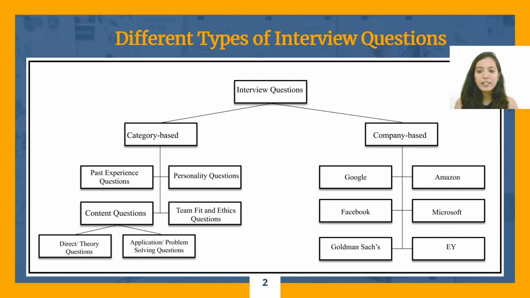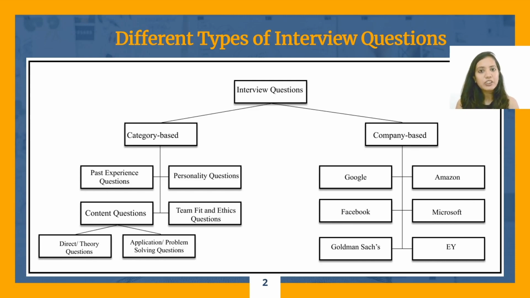In category based, I've divided the questions into four types. Let's look at the first one, content questions. Content questions are very content oriented, nothing else. This is again broken into two categories. One is your direct or theory questions. These would be very direct. What is standard deviation? What is linear regression? Very direct to the point, you give direct answers.